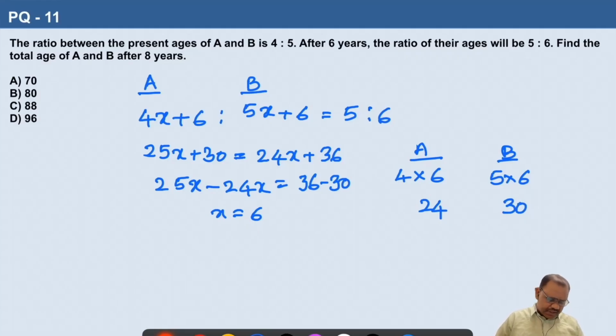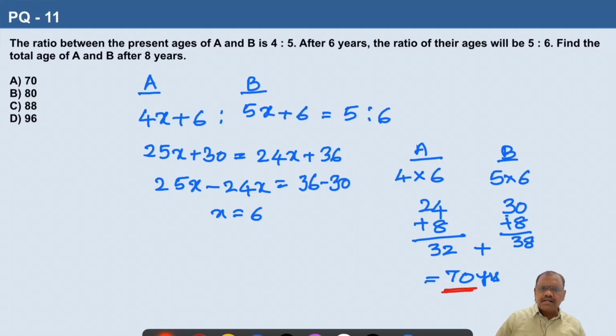The question is to find the total age of A and B after 8 years. After 8 years, add 8 to both of them. If we add 8, this becomes 32 and this becomes 38. So total age 32 plus 38 is 70. The sum of the ages after 8 years is 70 years. Option A is the correct answer.